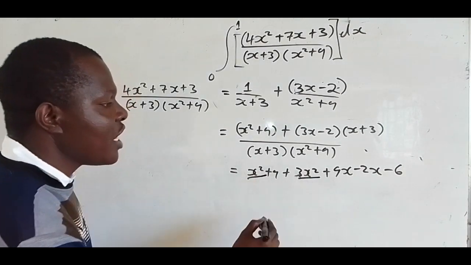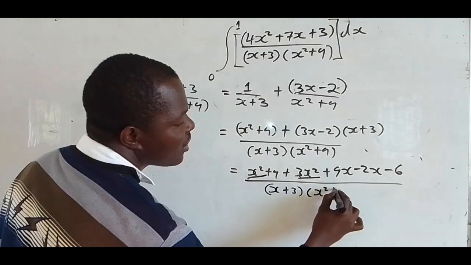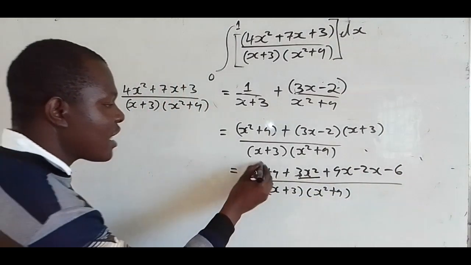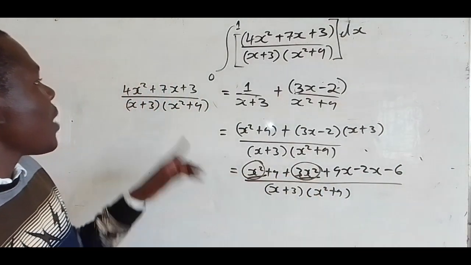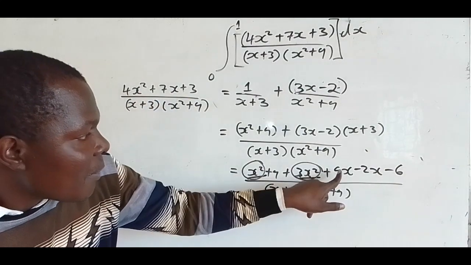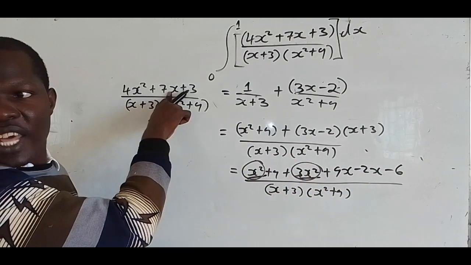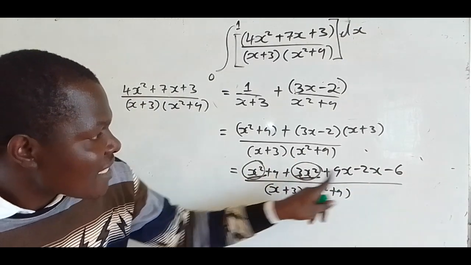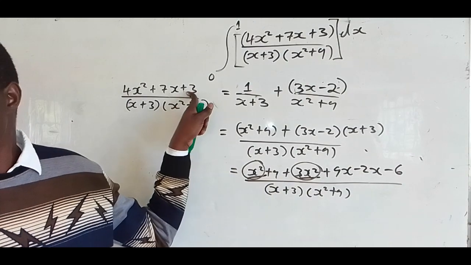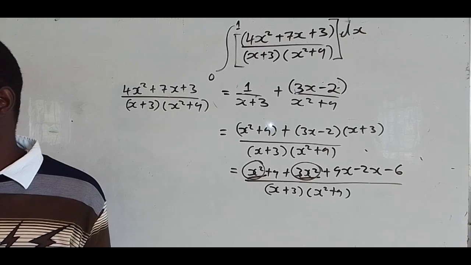Remember the whole of this is over x plus 3 and x squared plus 9. So start with x squared and plus 3x squared, you get 4x squared. Are you seeing that? Then plus 9x minus 2x, you get plus 7x. Then plus 9 and minus 6, you get positive 3. So you see that method is much simpler. Are we together? Yes. Good.